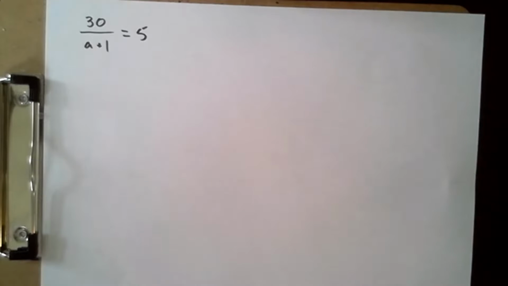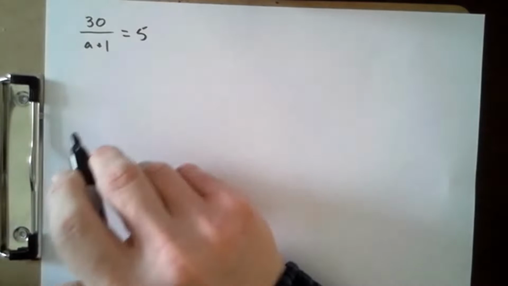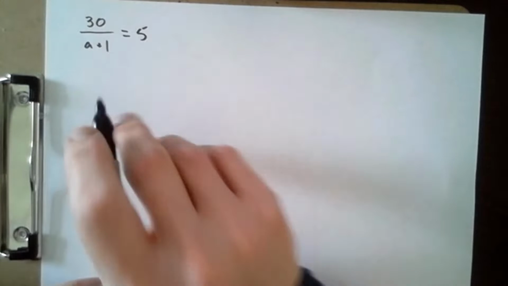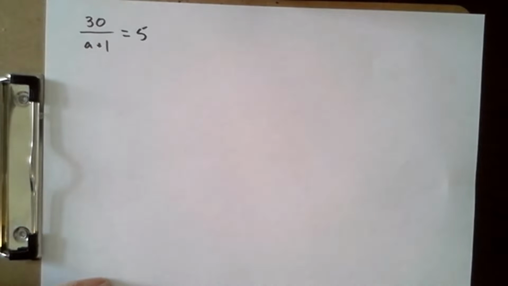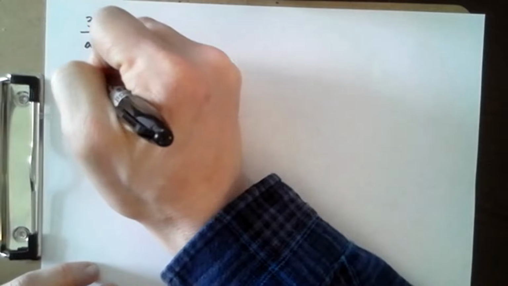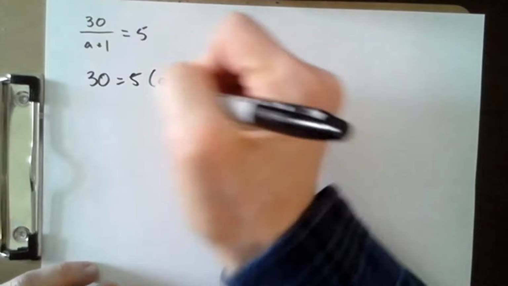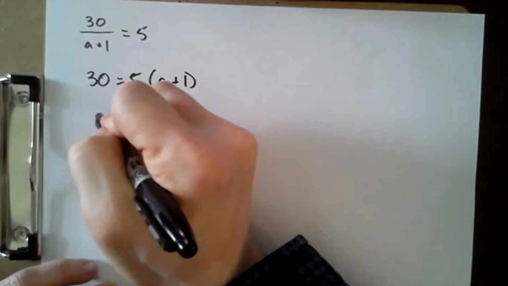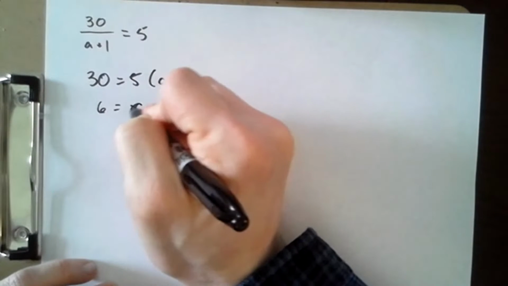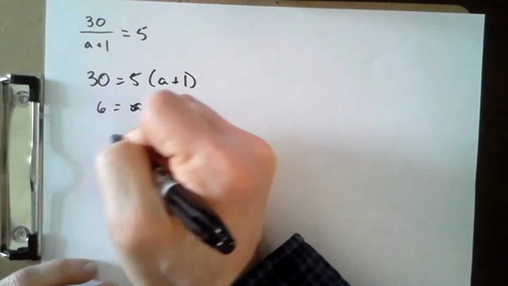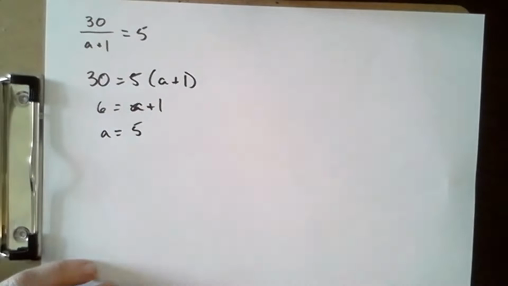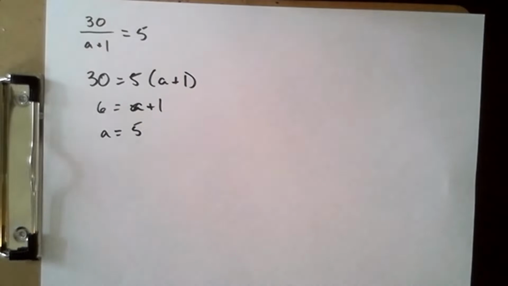Well, this comes down to this equation here, 30 over a plus 1 equals 5. So I can multiply both sides of the equation by a plus 1, and note that I can't have a equals -1, which isn't a problem since we're talking about a positive number of people. Multiplying both sides of the equation by a plus 1, I get 30 equals 5 times a plus 1. Divide both sides by 5 to get 6 equals a plus 1. Subtract 1 to get a equals 5. She was helped by 5 people.